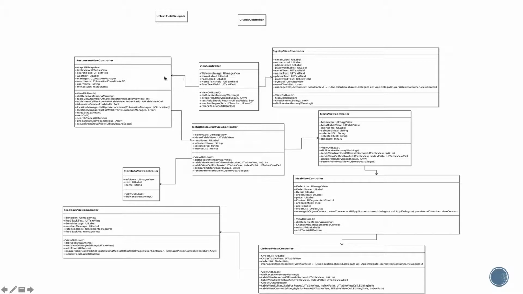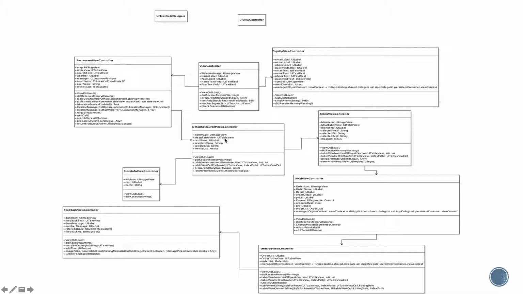And then once you log in successfully, it will take you to the restaurant view, which will fetch and assess your current location and then update to the map, and then list some restaurants nearby into the table view. Once you select the restaurant, it will take you to the detailed restaurant view.